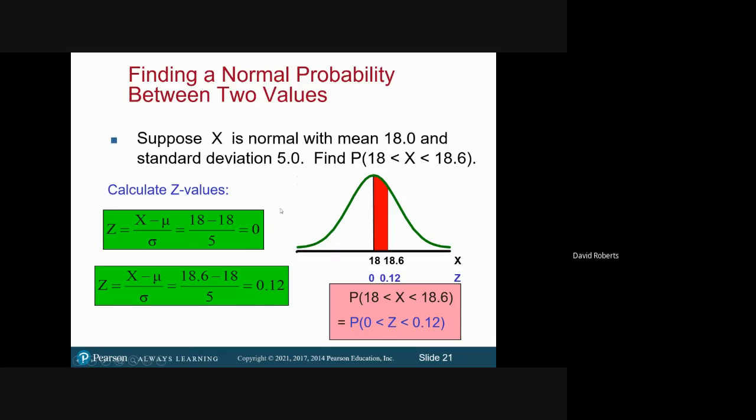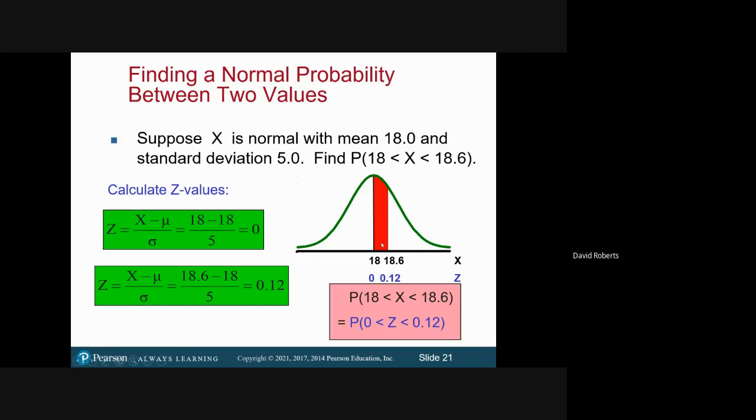And again, here's just a summary showing you the calculations. And if you want to find the area between the two, you would take the 0.54, I believe it was 86, and you would subtract 0.5.